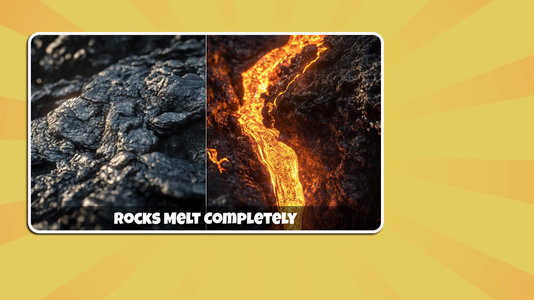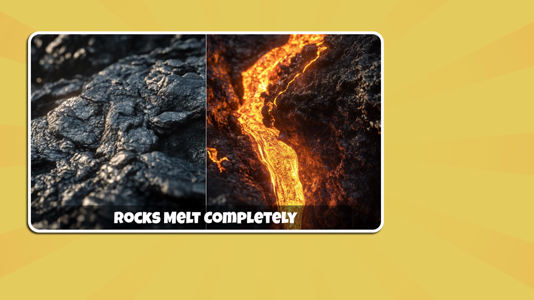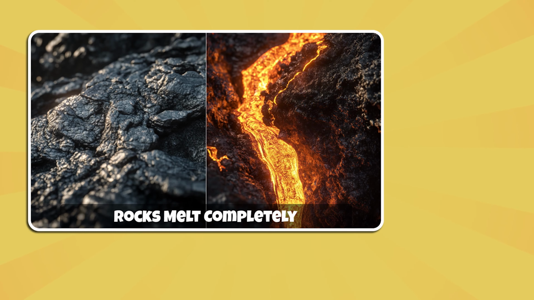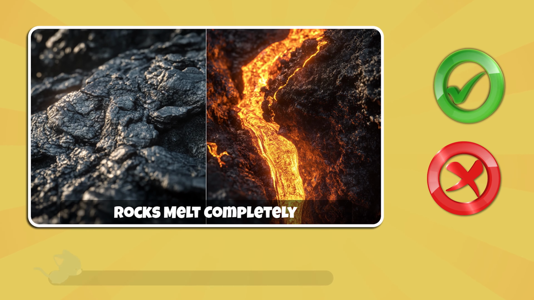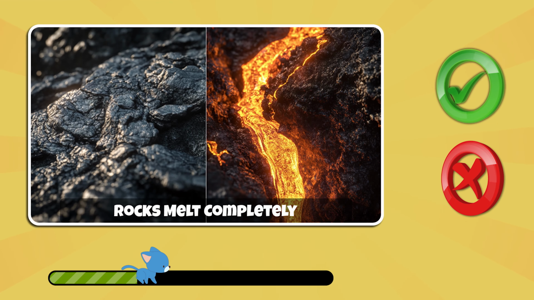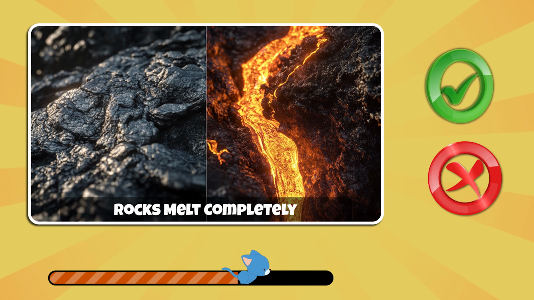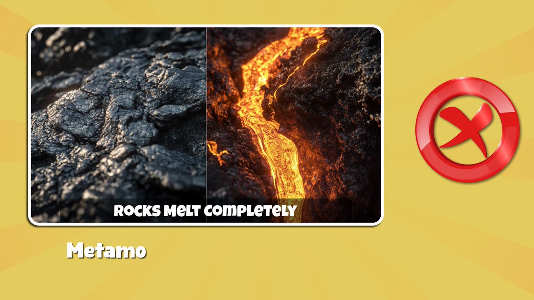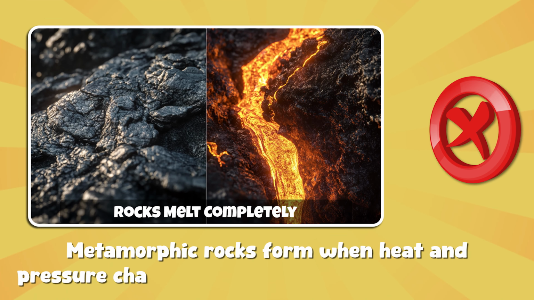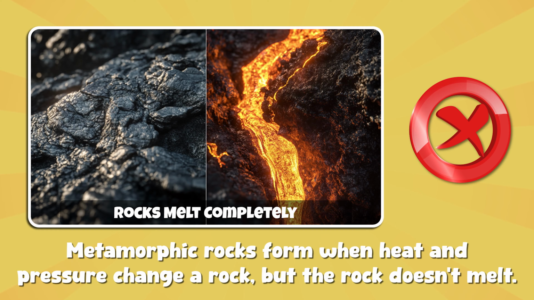Let's keep it going. Metamorphic rocks form when rocks melt completely and then cool again. True or false? Stand if you think it's true, sit if you think it's false. That one's false. Metamorphic rocks form when heat and pressure change a rock, but the rock doesn't melt.